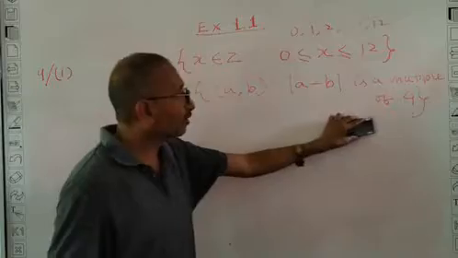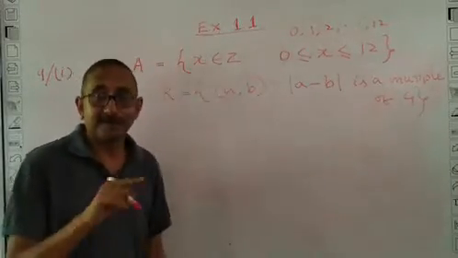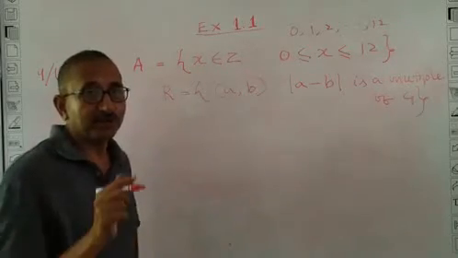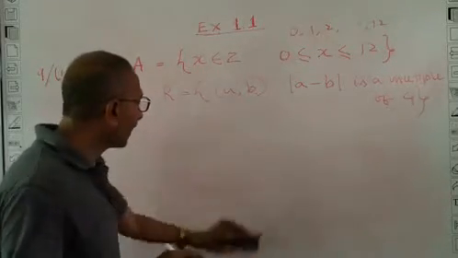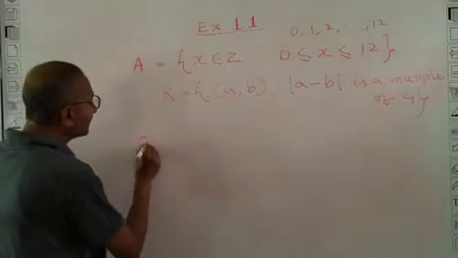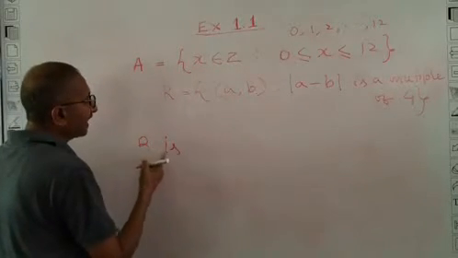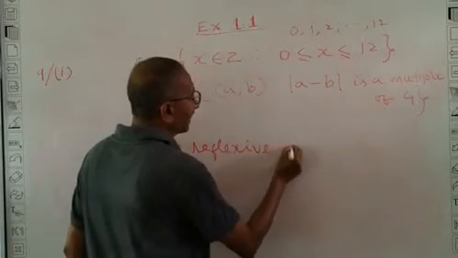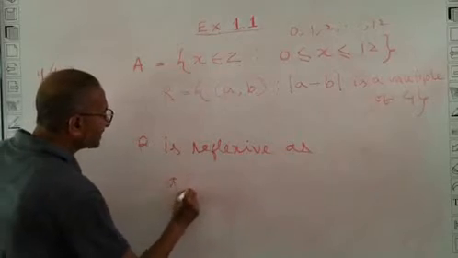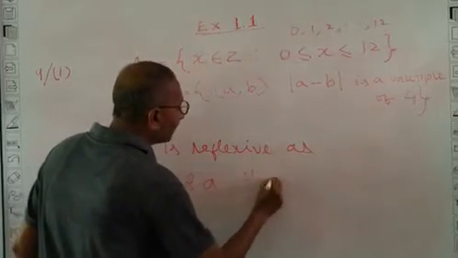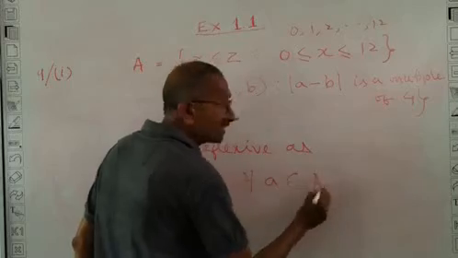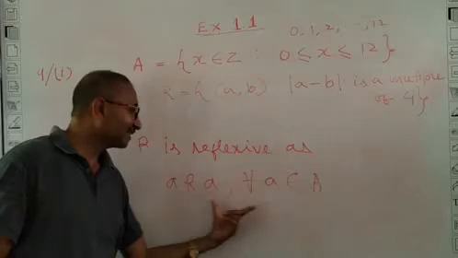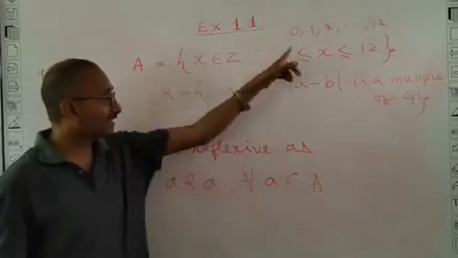You are not permitted to cite examples. I told you in my previous session that for a reflexive relation, an example will not work; you will have to write it in logic. How to write it? You will have to write that this relation R is reflexive as A is related to A for every A belonging to A. This is enough. With this logic we can say that R is reflexive.